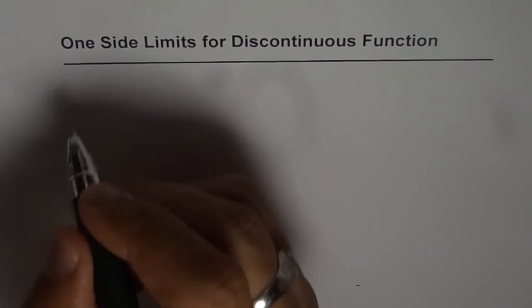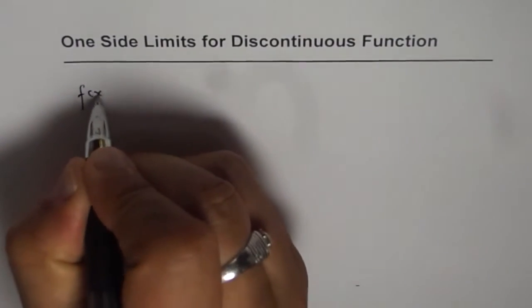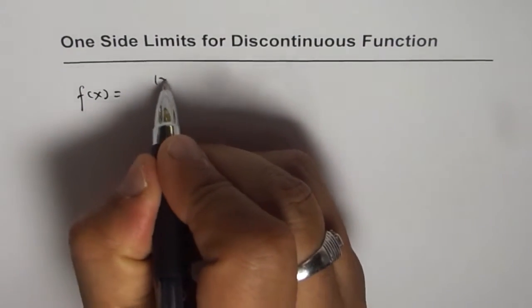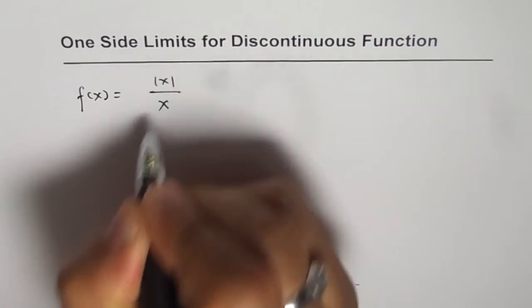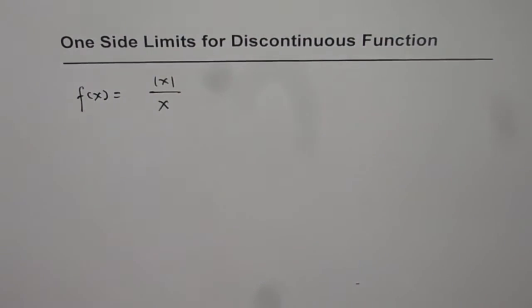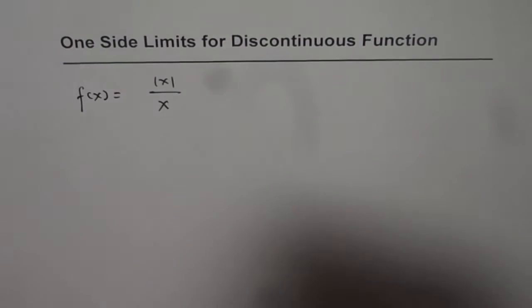One-sided limits for discontinuous functions. Let me take two examples here to understand the concept of one-sided limits and discontinuous functions. One of the good examples which we always take is f of x equals absolute x over x. Let me explore this first and then we'll take one more example, right?